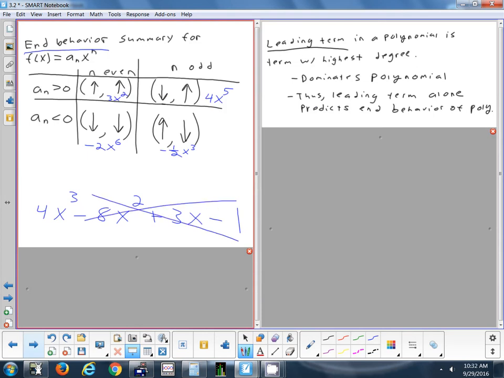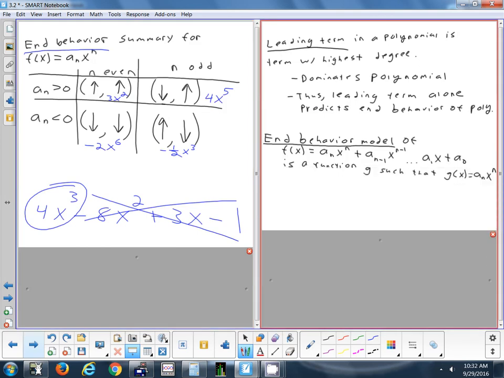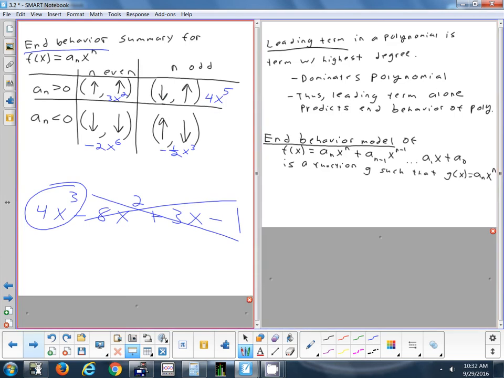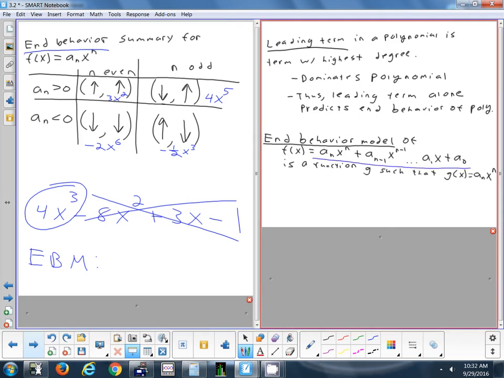This might cause little twists and turns in the middle. But this is the term that dominates the polynomial. It controls everything that's going to happen as far as end behavior. So if all we want is what we call an end behavior model for a polynomial, which I'll abbreviate EBM, if I want the end behavior model for some huge polynomial, all it is, is the first term.